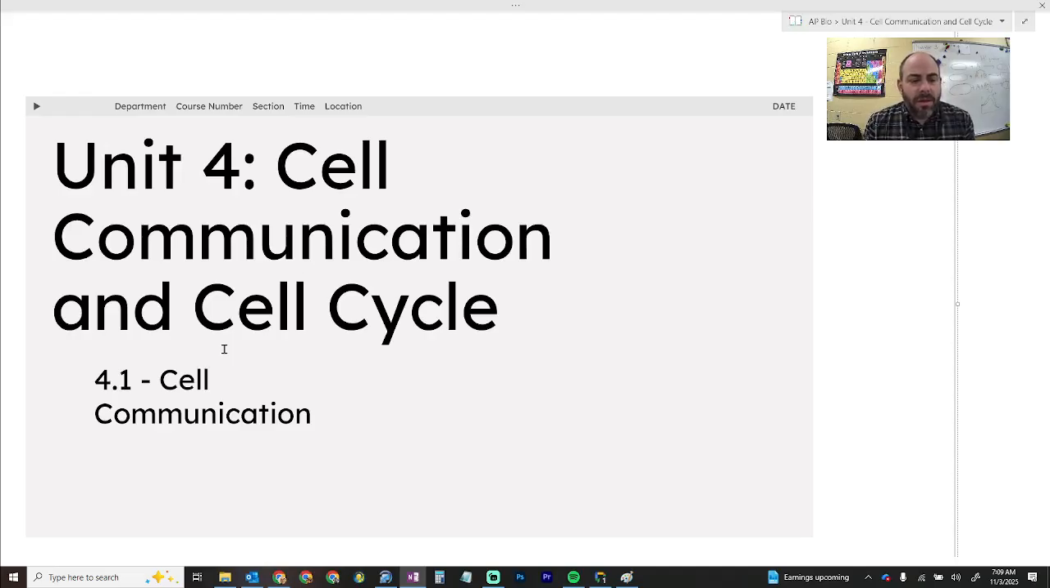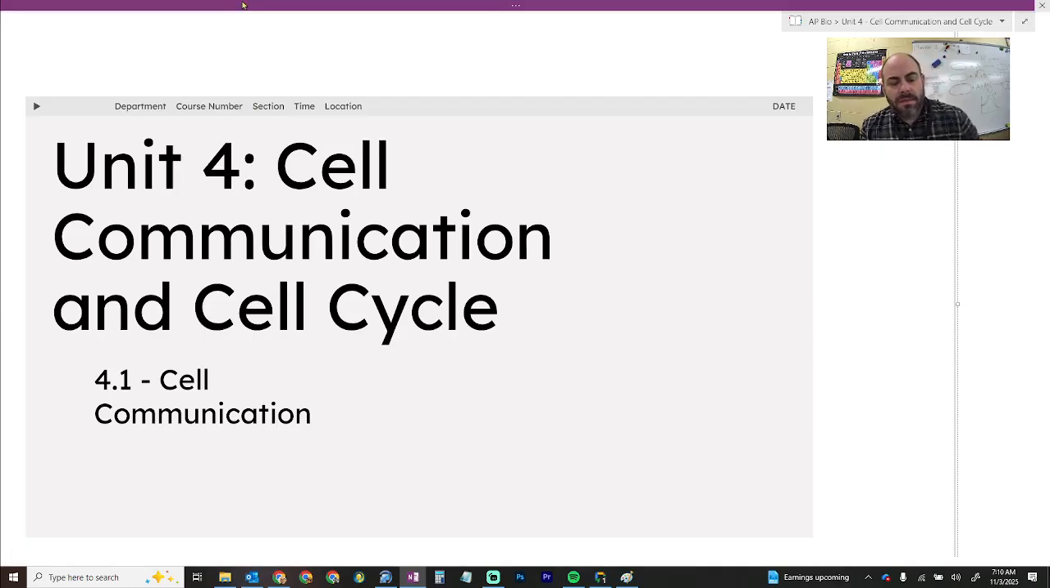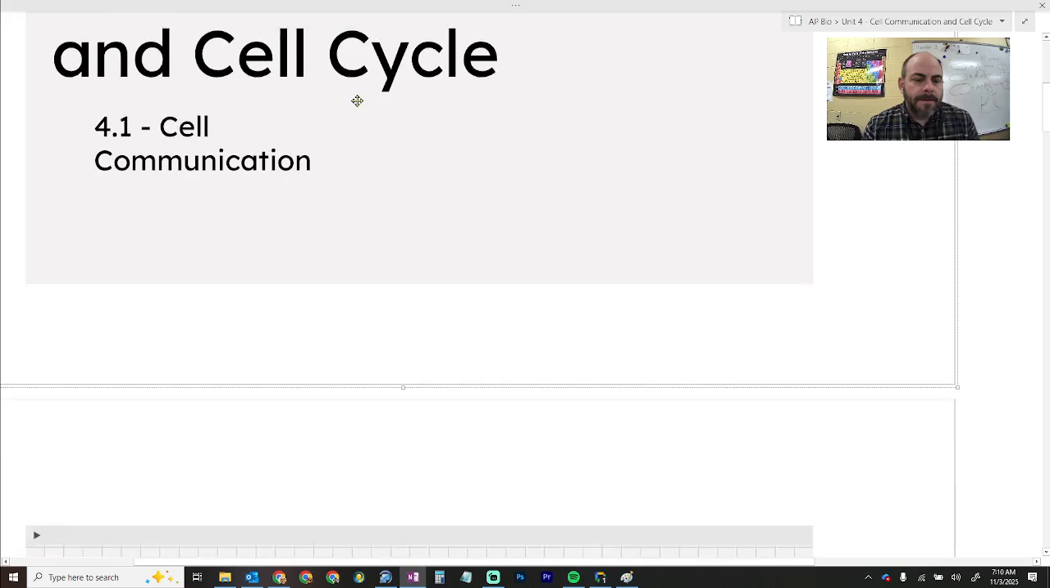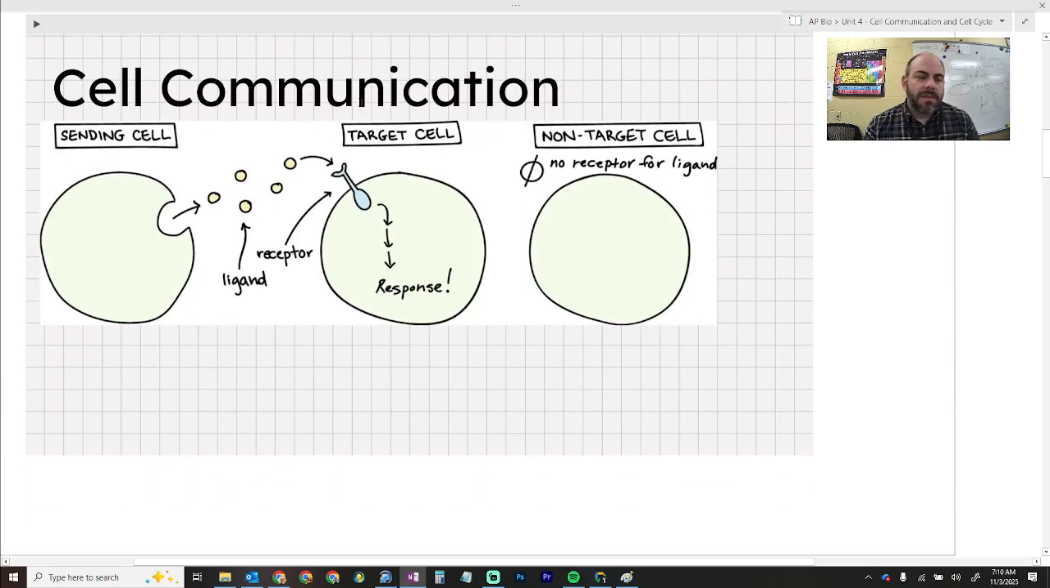This is Unit 4, Cell Communication and the Cell Cycle. 4.1 Cell Communication. Looking at some of the general ideas on cellular communication before we get into specifics. This is a pretty short unit, not a difficult unit either. The difficult part of this unit oftentimes is some of the pictures and some of the graphics, understanding some of the interactions. So yeah, let's look at that.